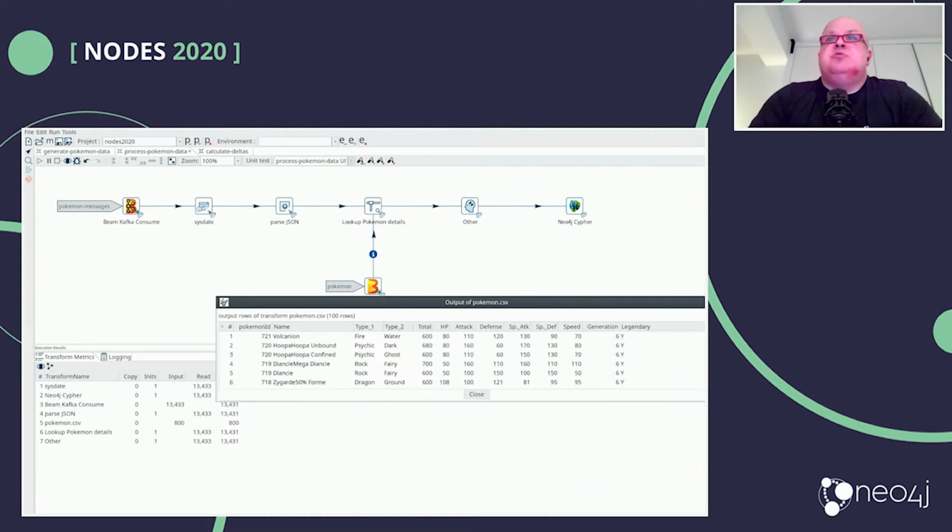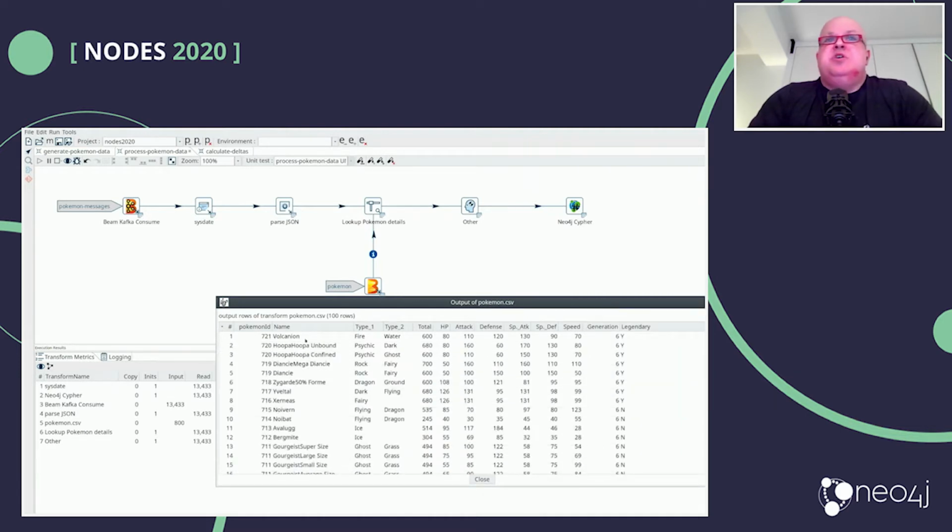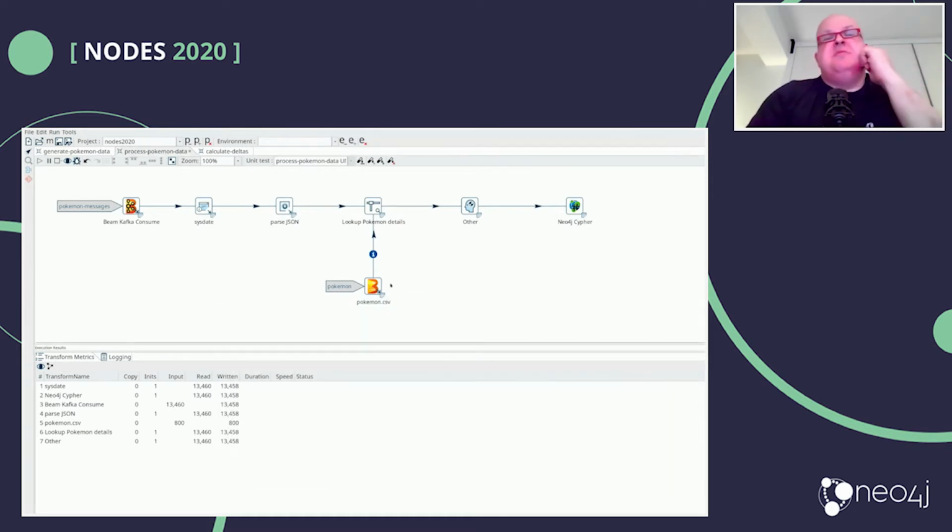It has all sorts of information about the Pokemon, which type, fire, water, legendary or not. I'm not a Pokemon expert. You could do all sorts of other things in this pipeline, like look up information anywhere, any kind of web service, any kind of other data source.